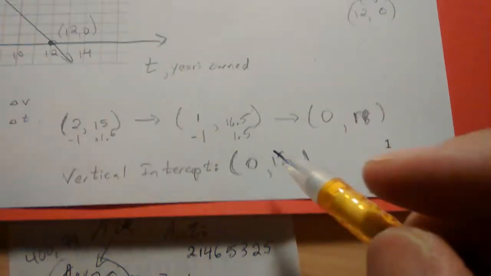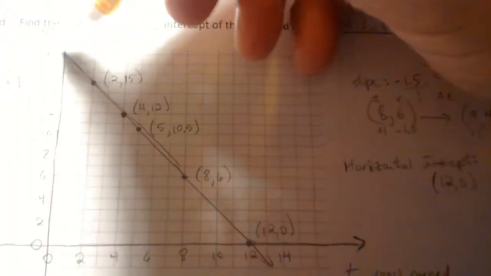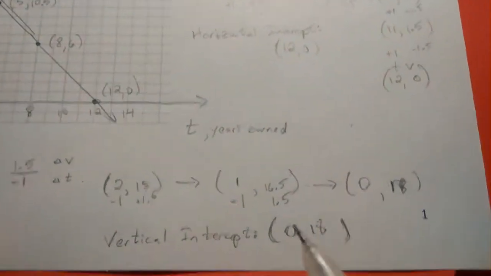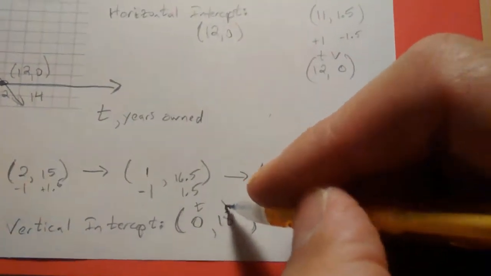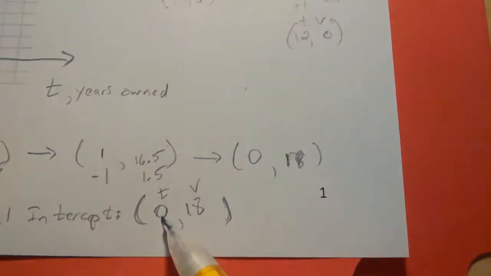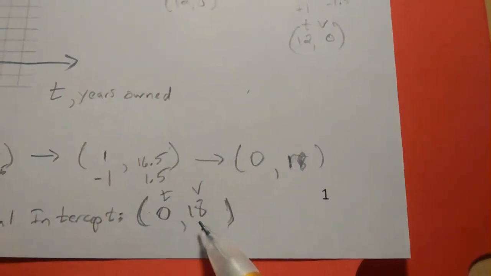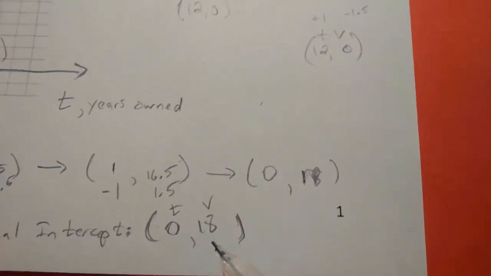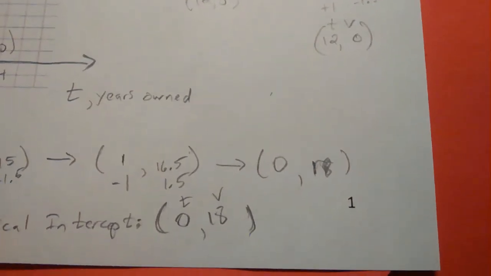That is the location where this line crosses this axis. And again, this would mean, hopefully you can agree, that this is the number of years. So at 0 years, your value was $18,000. So a good sentence would be, the initial value of my truck when purchased was $18,000.